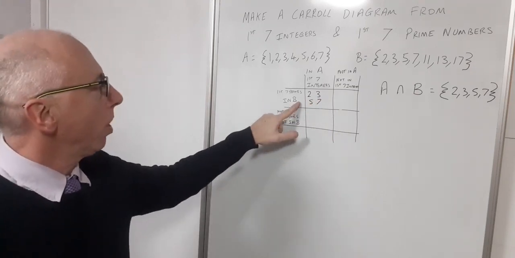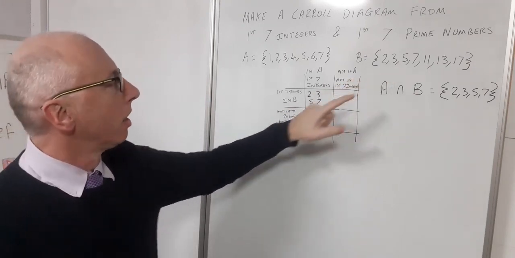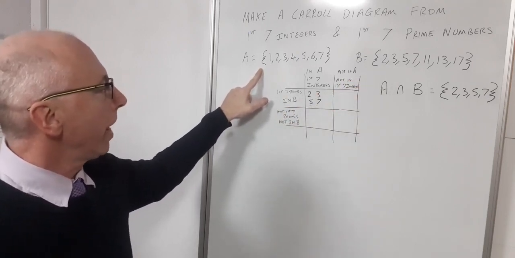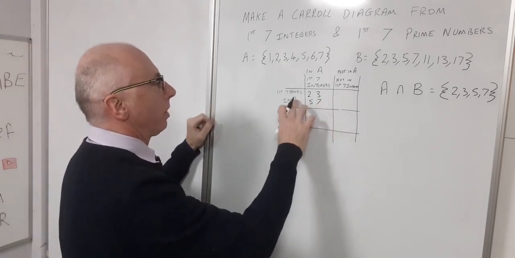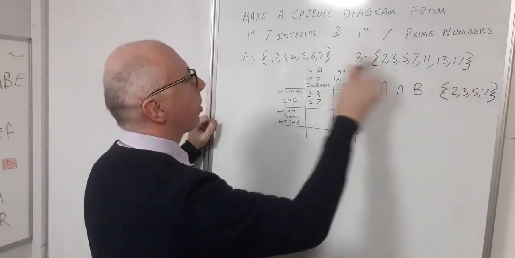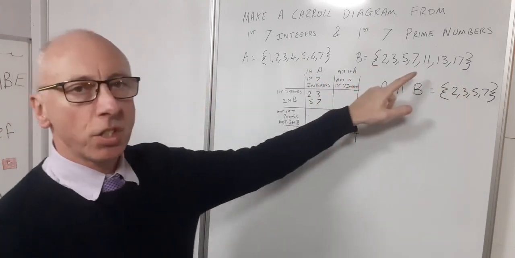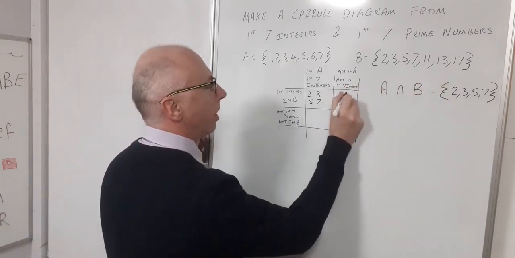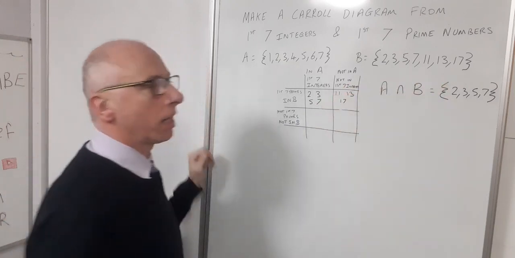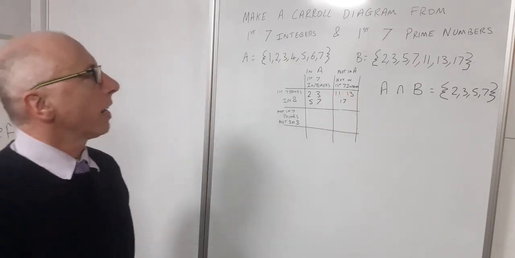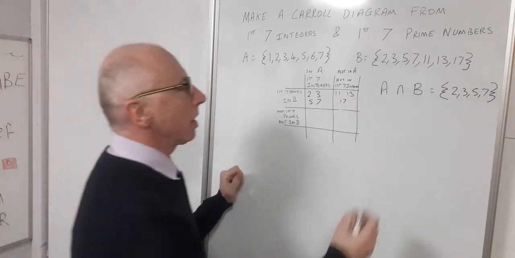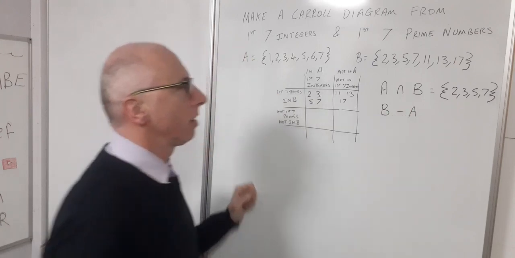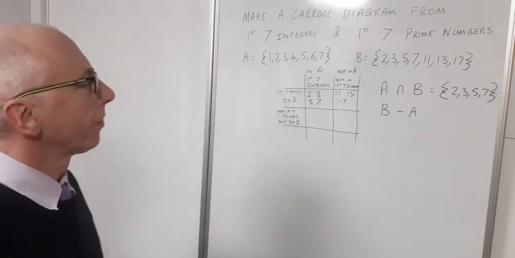And now the first 7 primes, that's in set B, but not in set A. So what have we got there? So first 7 primes, that's this one, but not in A. So basically integers that are greater than 7. So 11, 13 and 17. Okay, so basically what we can call this is set B minus set A. So that's what we will call that.